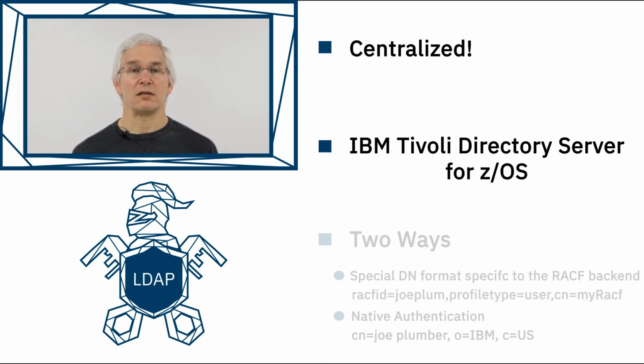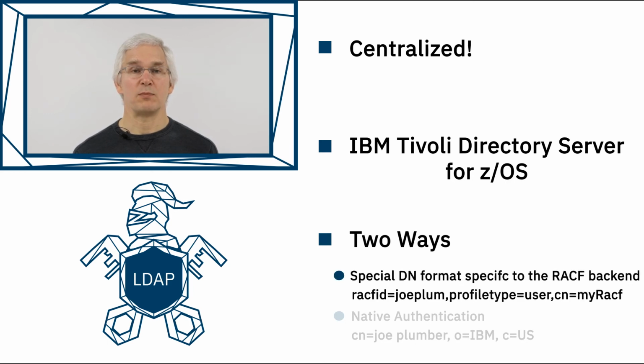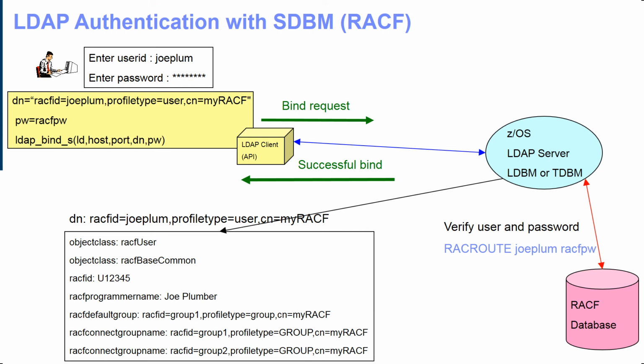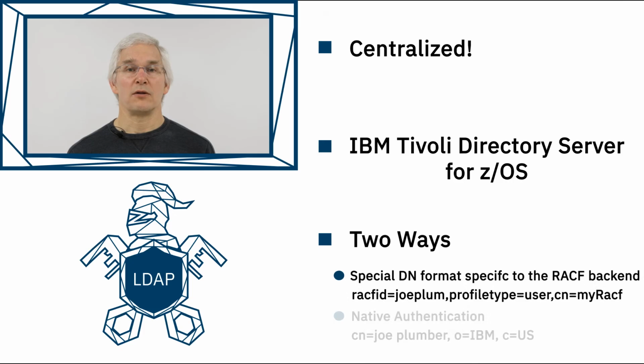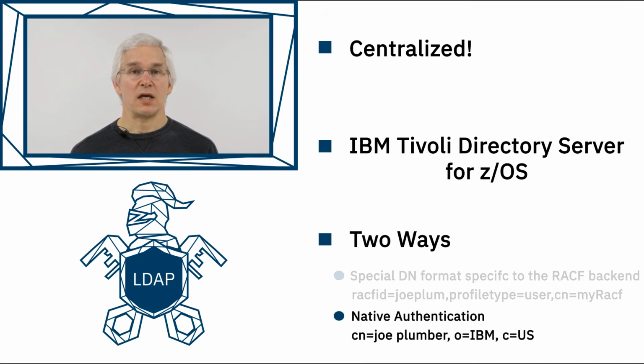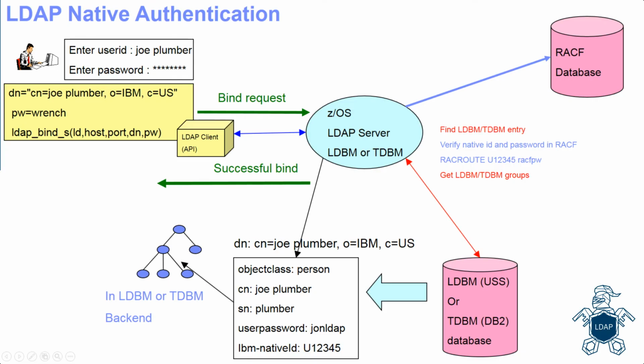RACF controls access to the data, which means that the LDAP user must have a RACF identity. LDAP provides a RACF identity in 2 ways: a special DN format specific to the RACF backend. For example, RACF ID equals Joe Plum, profile type equals user, and then the suffix for that backend. The other way is to use native authentication in a DN defined in a general purpose backend. The DN's entry will have an attribute which contains the RACF user ID.